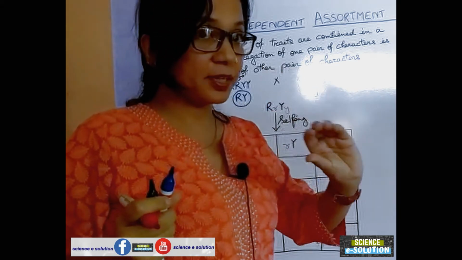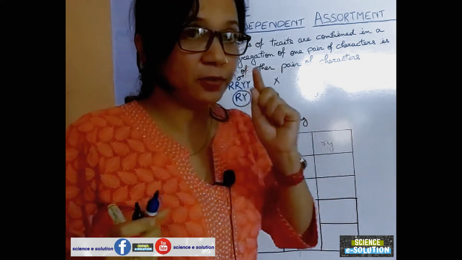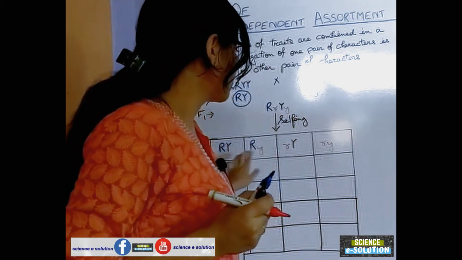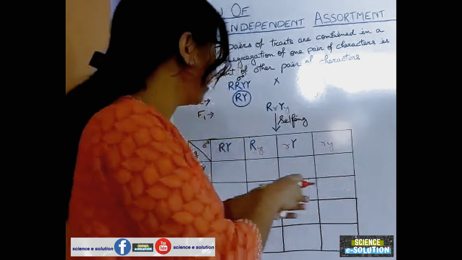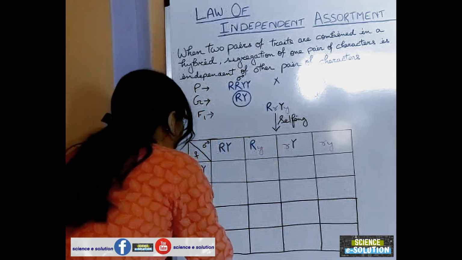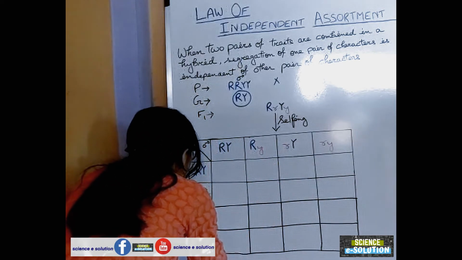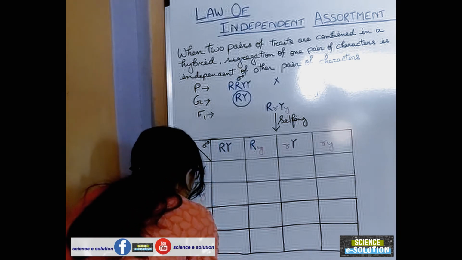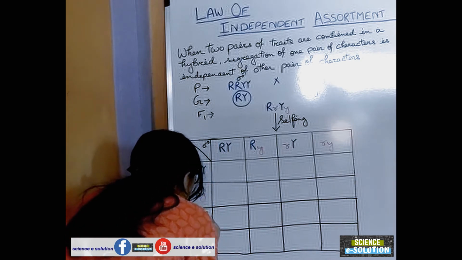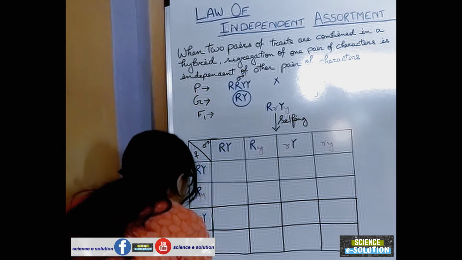That means in the gamete distribution, a gamete contains only one gene from the pair, so you have to take out one gene from each pair one by one. The same will be here: capital R, small y, small r, capital Y, and finally small r, small y.